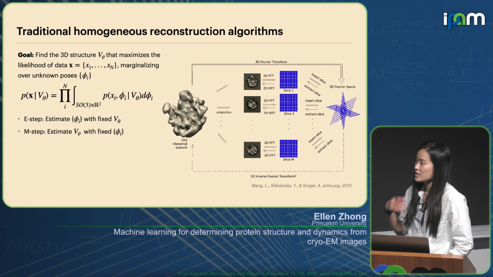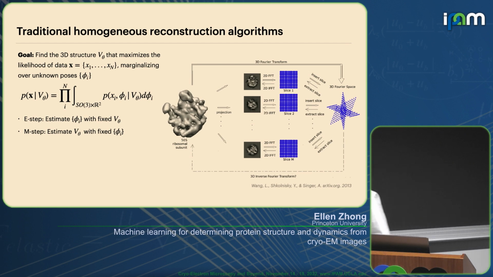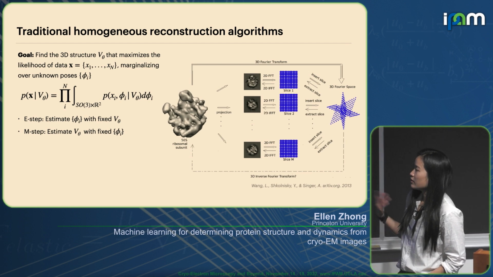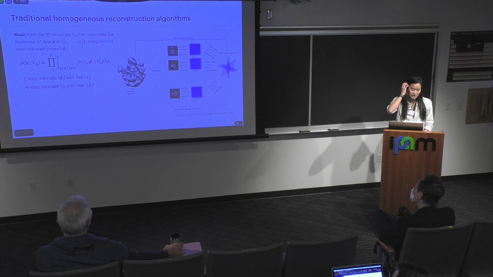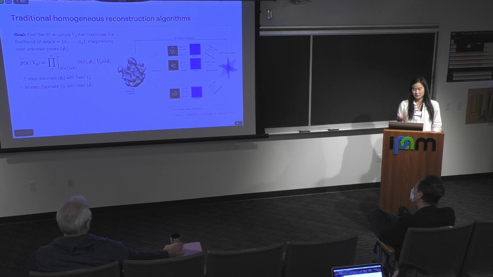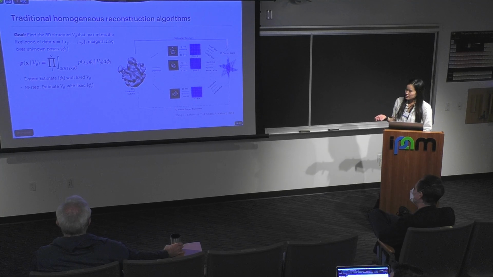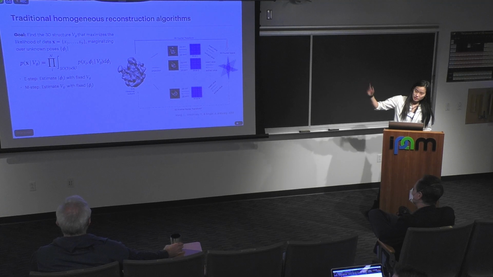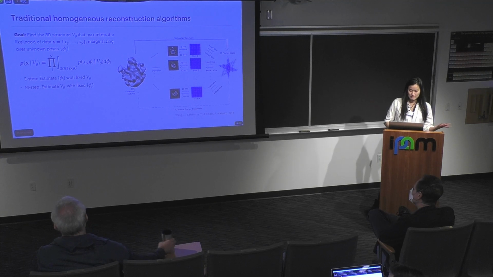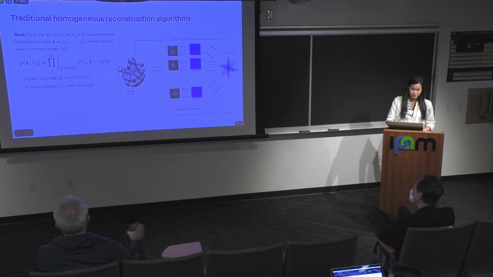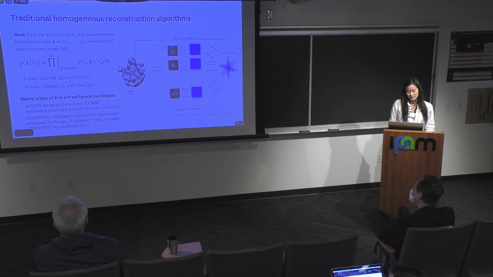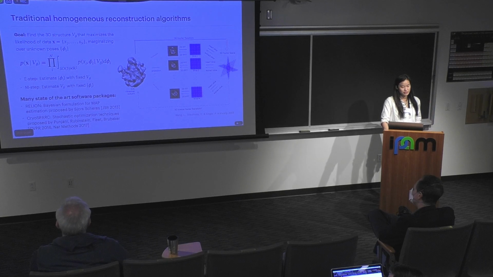You can write down the statistical framework for the data generation process and then try to estimate the volume or the model that best explains our captured images. In practice, this proceeds under this EM, or expectation maximization framework, where in one step, given some initial estimate of our volume, we can align all of our images to that volume. And then in the second step, we can take those alignments and re-estimate the volume. So that's this iterative coordinate ascent procedure. There are many state-of-the-art software packages that implement this traditional homogeneous reconstruction, RELION and cryoSPARC being two main software packages in use.